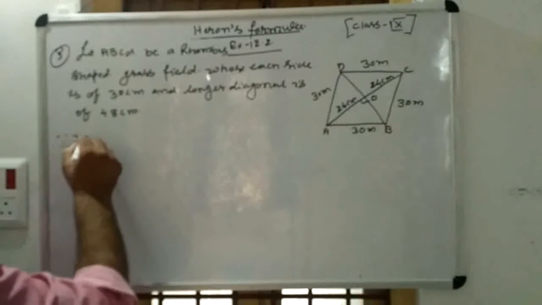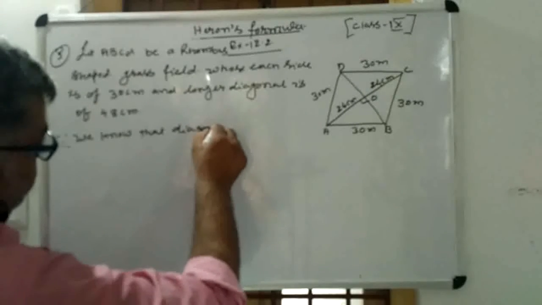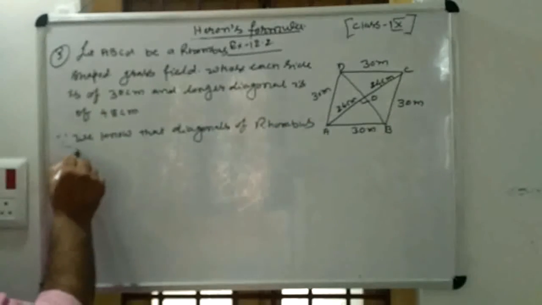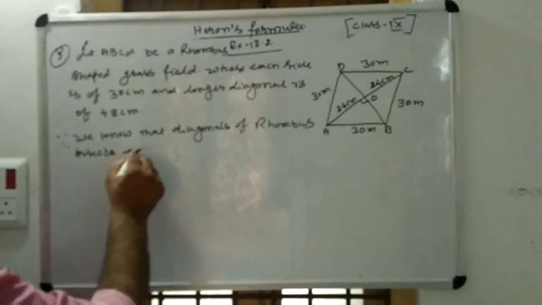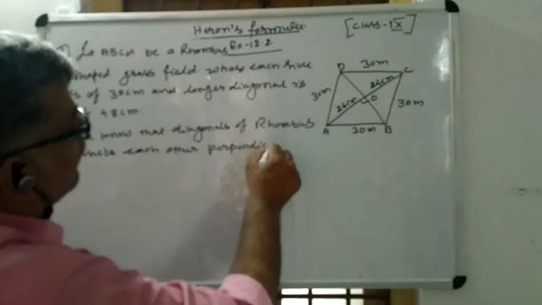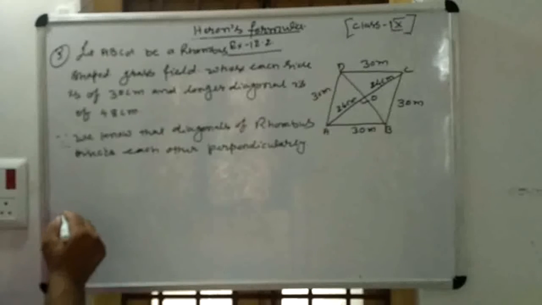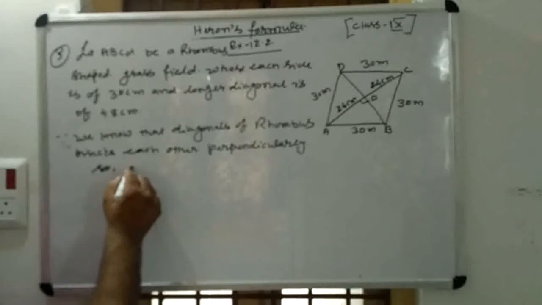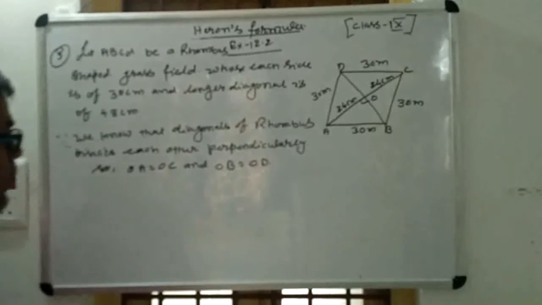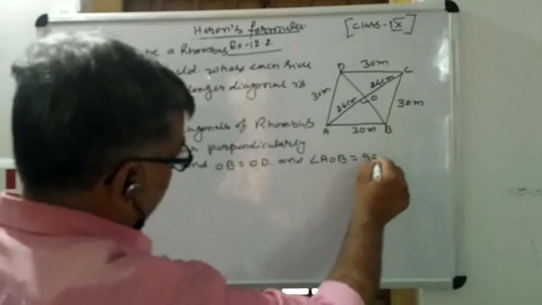Here, since we know that diagonals of a rhombus bisect each other perpendicularly, OA equals OC and OB equals OD, and angle AOB equals 90 degrees.